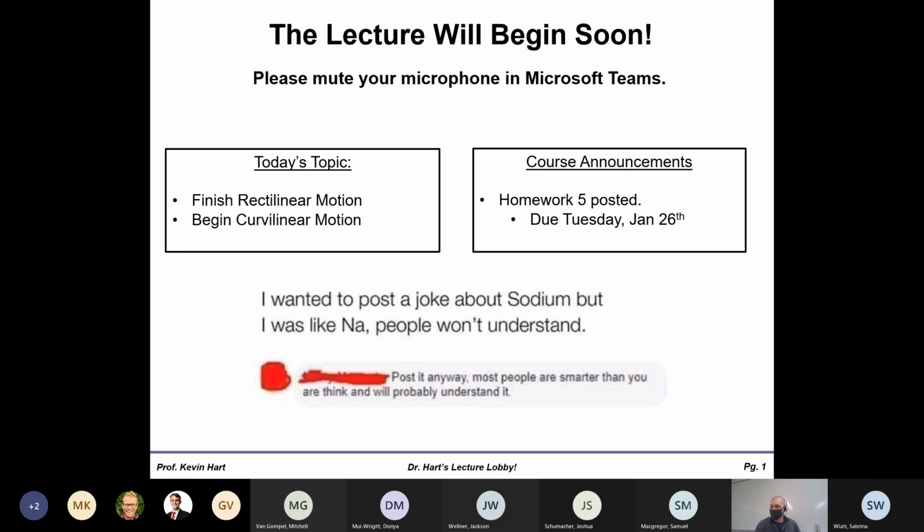Okay. So let's move forward then. Topic today, we're going to talk about rectilinear motion, finish our rectilinear motion. Then hopefully we'll get into the curvilinear motion notes, which I also posted this morning. So that's where we're going.